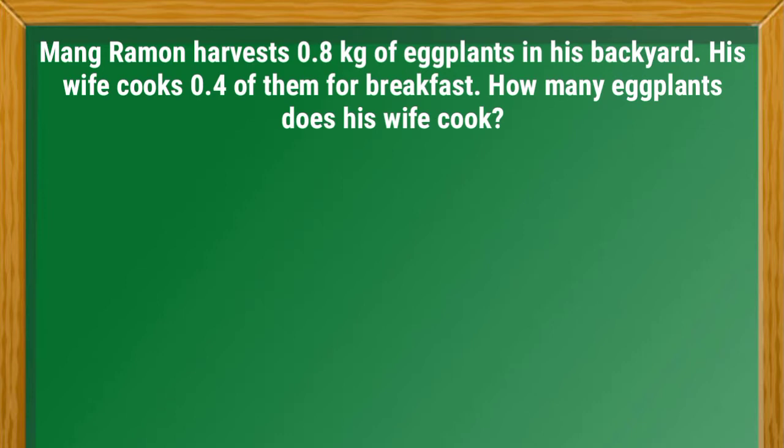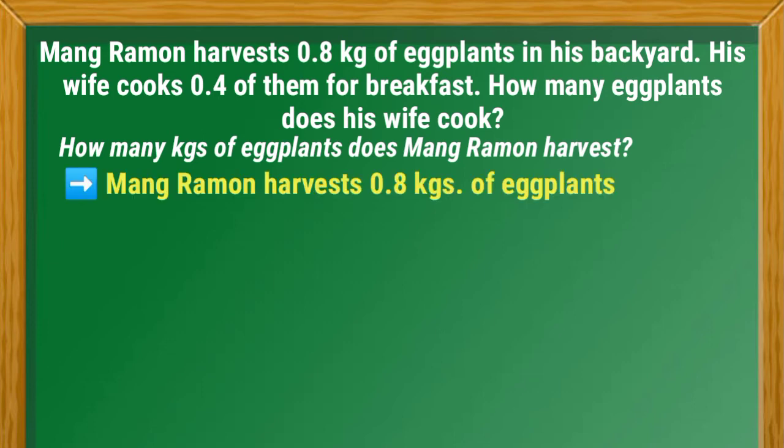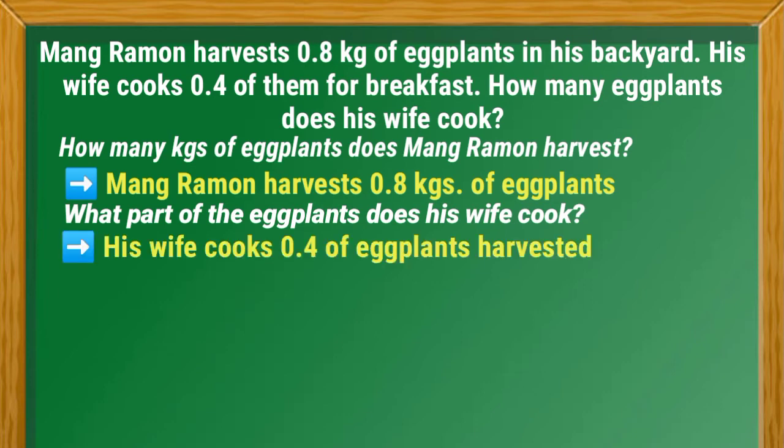Mang Ramon harvests 8/10 kilogram of eggplants in his backyard. His wife cooks 4/10 of them for breakfast. How many eggplants does his wife cook? How many kilograms of eggplants does Mang Ramon harvest? So Mang Ramon harvests 8/10 kilograms of eggplants. What part of the eggplants does his wife cook? His wife cooks 4/10 of eggplants harvested. How many kilograms of eggplants does his wife cook?